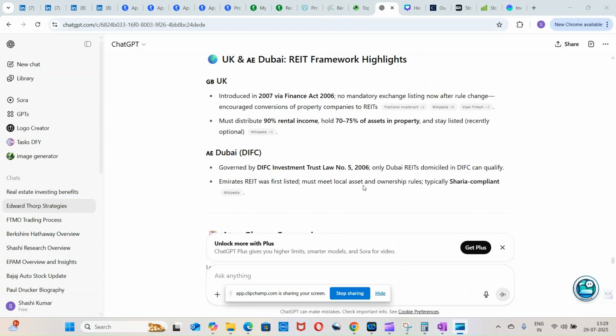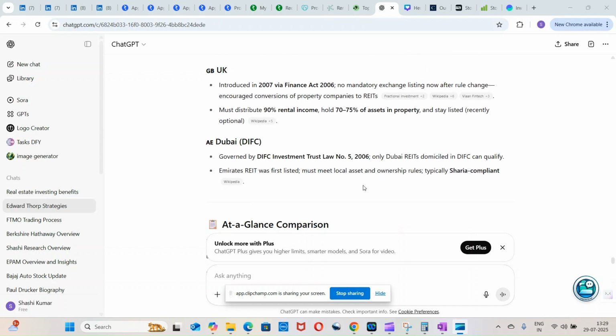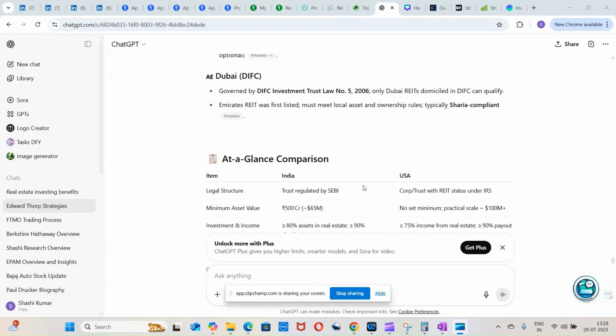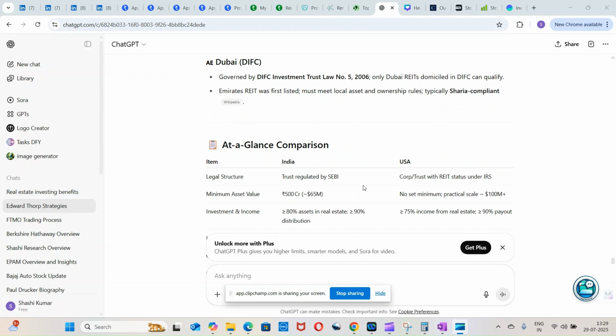Dubai DIFC is governed by the DIFC Investment Trust Law Number 5 of 2006. Only Dubai REITs domiciled in the Dubai DIFC can qualify. Emirates REIT was the first listed, and must meet local asset and ownership rules, typically Sharia compliant. So these are the rules and the step-by-step process in the US and India.